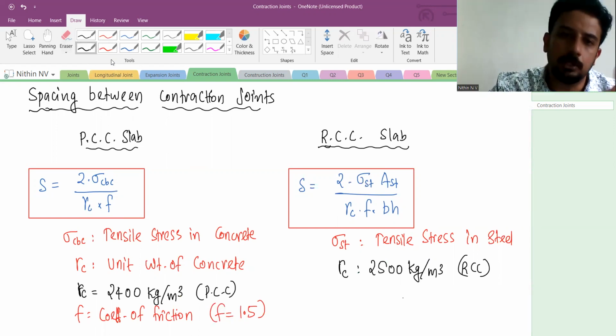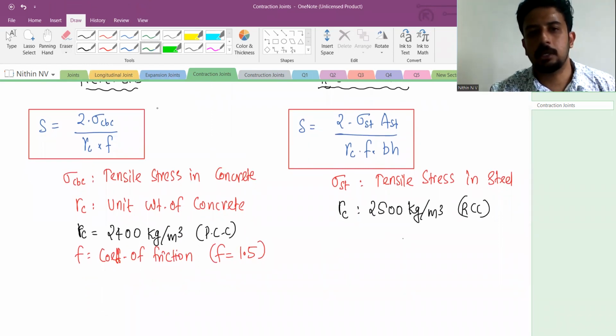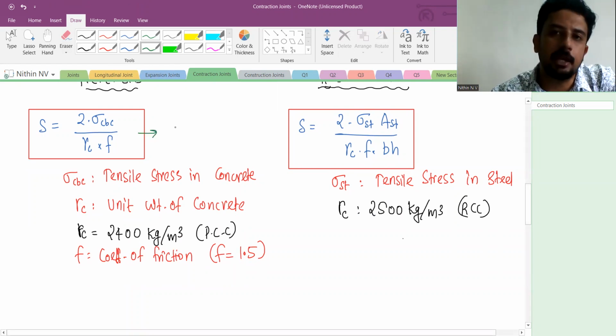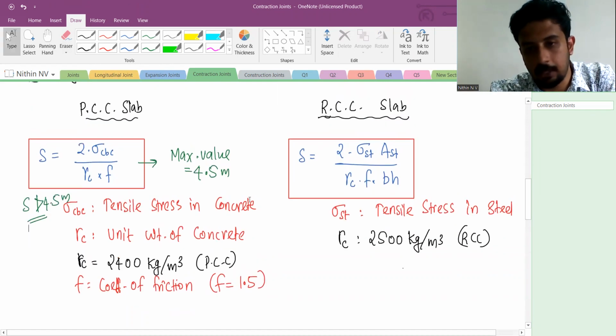Choose the equation, do it. That's it. Okay, there is a specification as per IRC. This value should not be greater than 4.5 meter, which means the maximum value is 4.5 meter. Or what we can say, this S should not be greater than 4.5 meter for PCC slab.